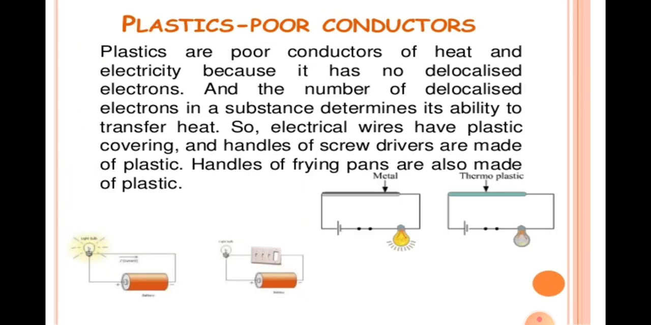Plastics are also poor conductors of heat and electricity because they have no delocalized electrons. And the number of delocalized electrons in a substance determines its ability to transfer heat. So, electrical wires have plastic covering. The handles of screwdrivers are made of plastic. The handles of frying pans and pressure cookers are also made of plastic.